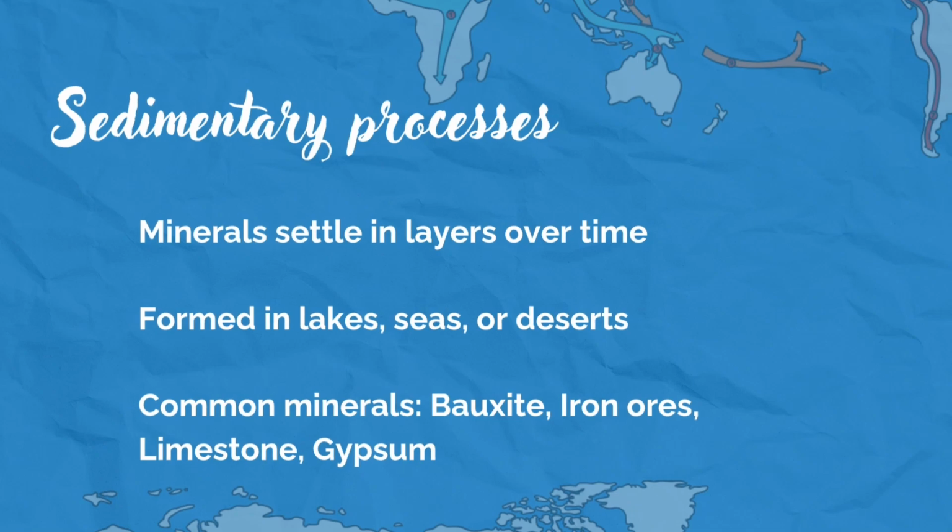Sedimentary processes occur when minerals are transported by water or wind and settle in layers. Over millions of years, pressure compacts these sediments into rock. This forms deposits such as bauxite, iron ores, limestone, and gypsum.